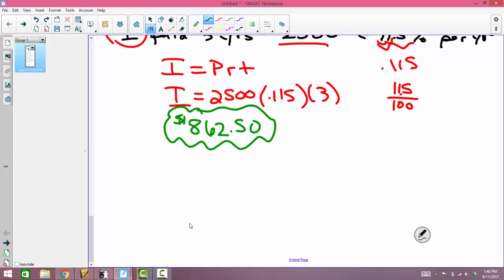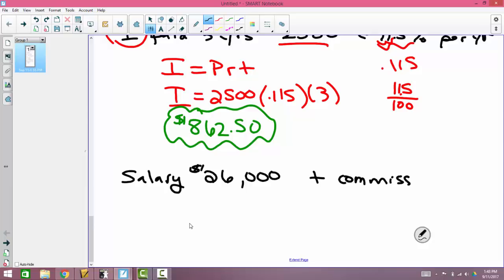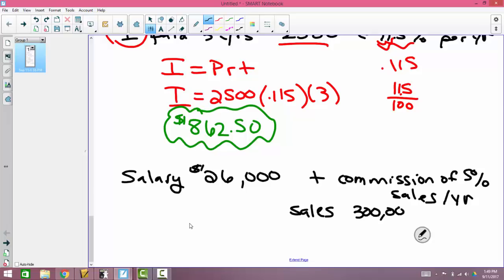I'm going to go away from this. That's fine. Okay, so if you earn a salary of $26,000 plus commission of 5% of sales, and if your sales for the year are $300,000, what would the total pay be for the year?